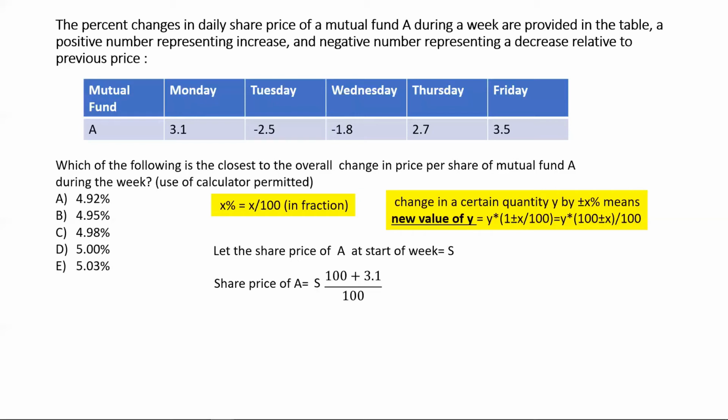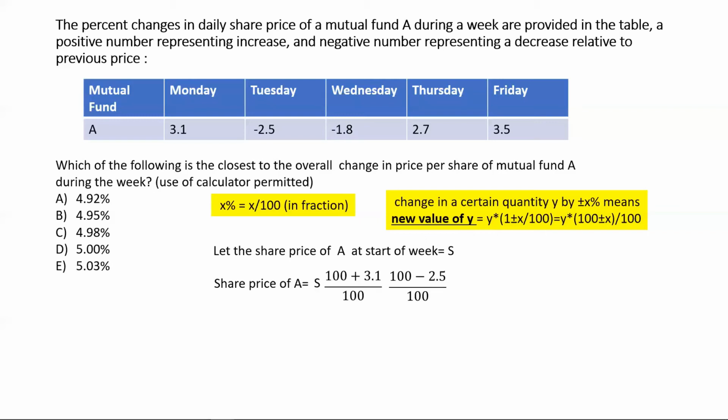But now we have an additional 2.5% decrease relative to this price. So what would be the new price at the end of Tuesday? That will be simply the share price at the end of Monday, which is S multiplied by (100 + 3.1) divided by 100. And then we need to multiply by (100 - 2.5) divided by 100 to reflect the change on Tuesday, right? So this would be the share price at the end of Tuesday.